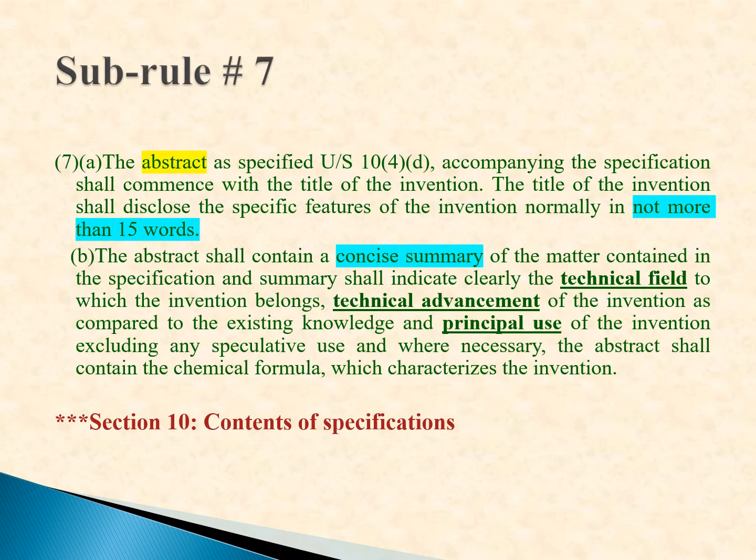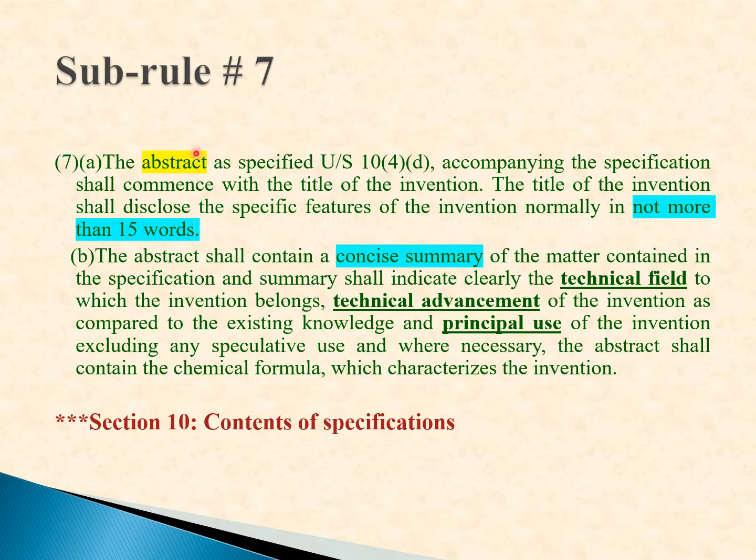Sub rule 7 says the abstract as specified under section 10 subsection 4 and clause D accompanying the specification shall commence with the title of the invention. The title of the invention shall disclose the specific features of the invention normally in not more than 15 words. That means the limit is 15 words. In 15 words only the title can be expressed.